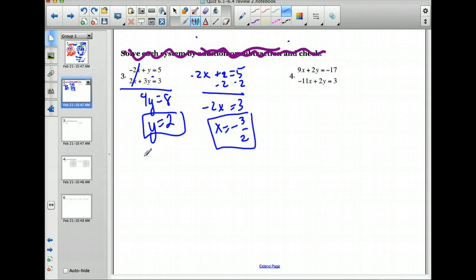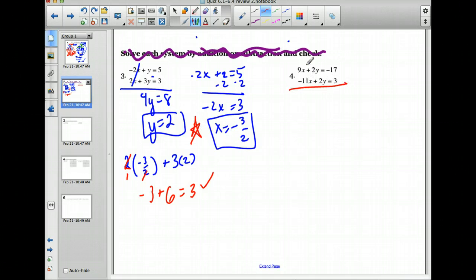So let's plug that in the other one and make sure it works. 2 times negative 3 over 2 plus 3 times 2. When you multiply these fractions, the 2's cancel, so I have negative 3 plus 6 equals 3, so that works. So this is our answer.